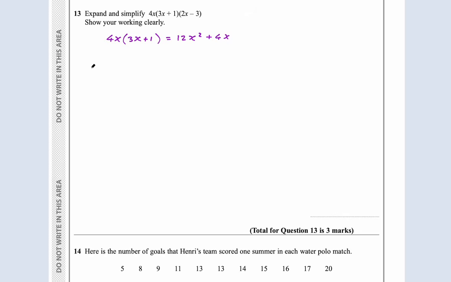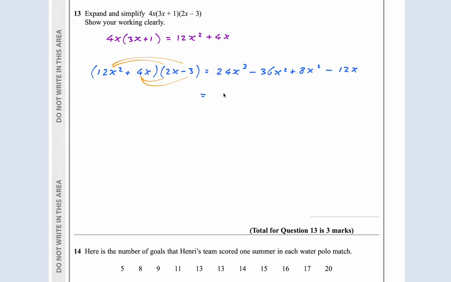Okay, so now I have a new problem, 12x squared plus 4x times, sorry, 2x minus 3. And this is then just going to be this times this times this, like before, this times this, and this times this. 12x squared times 2x is 24x cubed. 12x squared times minus 3 is minus 36x squared. 4x times 2x is plus 8x squared, and this times this is minus 12x.